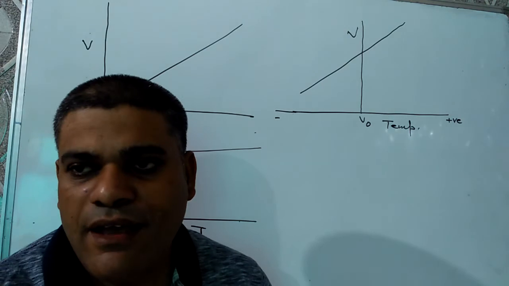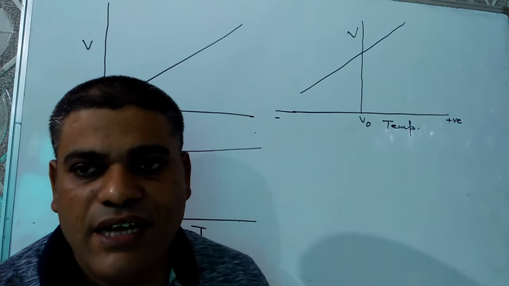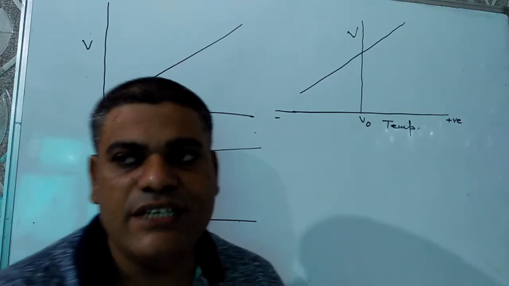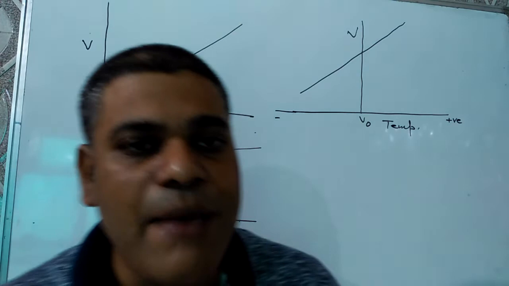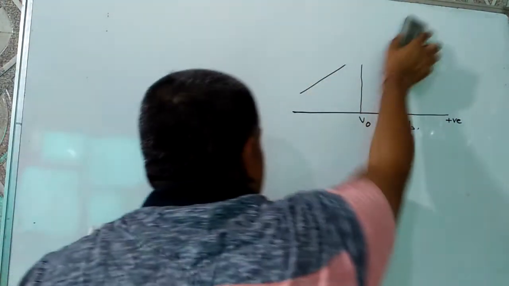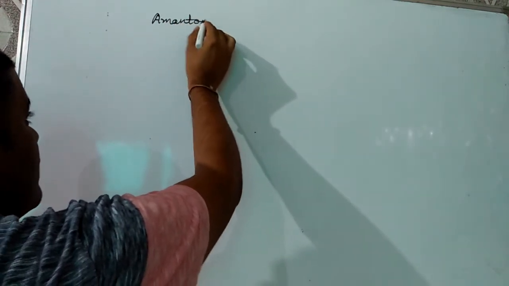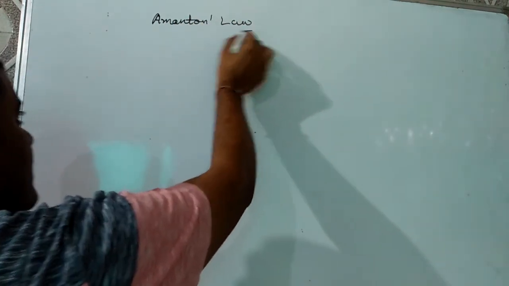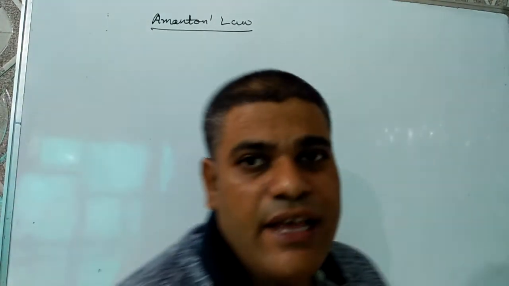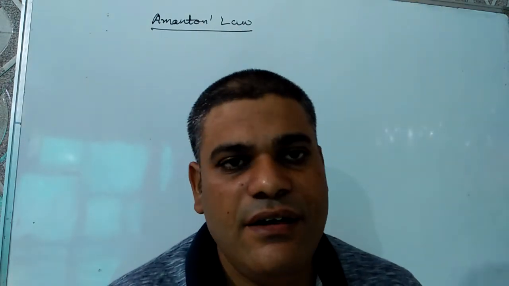Now same way another law can be derived from the Charles law, and that is known as corollary of Charles law, or Amontons' law. And according to this, if volume of a gas remains constant, it states that if volume of a gas remains constant, then pressure of a gas is directly proportional to temperature.